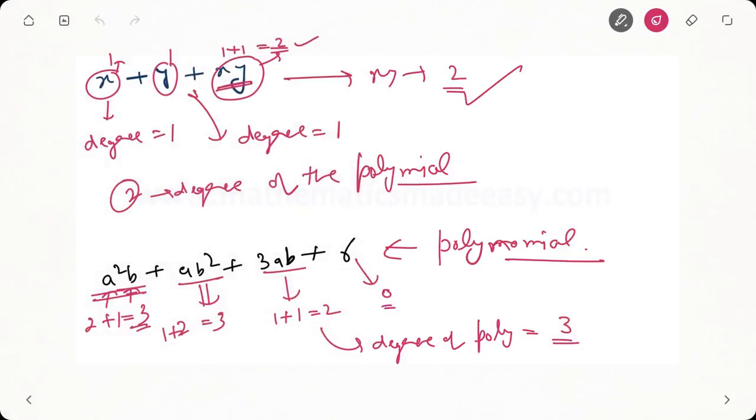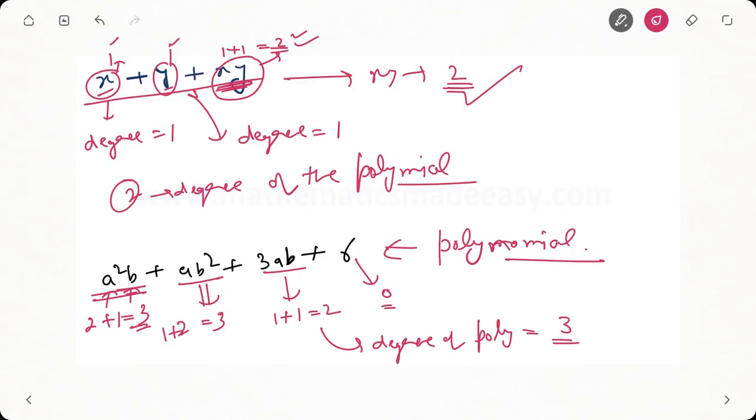Let's take an example. Suppose we have an algebraic expression x plus y plus xy, right? So here there are 2 variables present, x and y. What are the different powers of those variables? Here x has power 1, here y has power 1, and here x has power 1 and y has power 1. If you sum up the powers, that would be 2, right? So the degree of x is 1, degree of y is 1, but degree of xy is how much? Sum of their powers, 1 plus 1, that is 2. Correct. So degree of xy is 2.